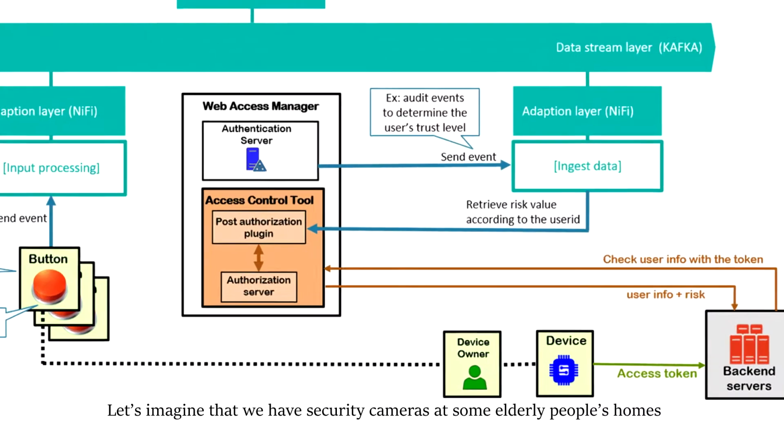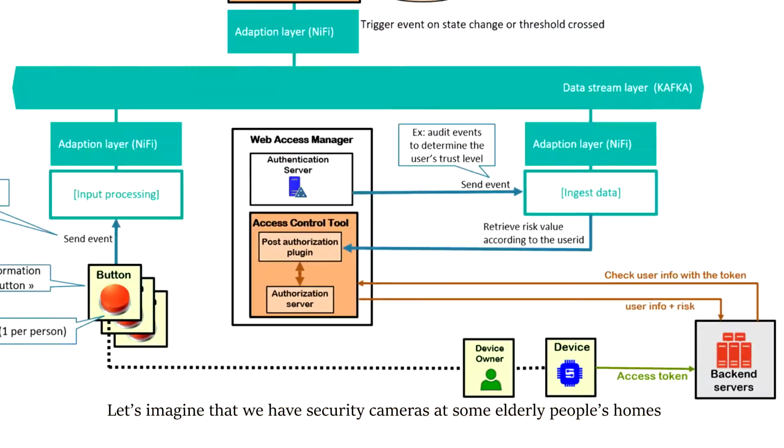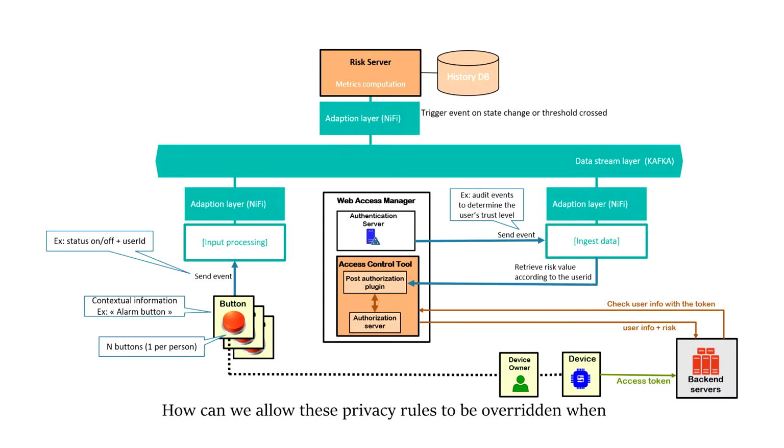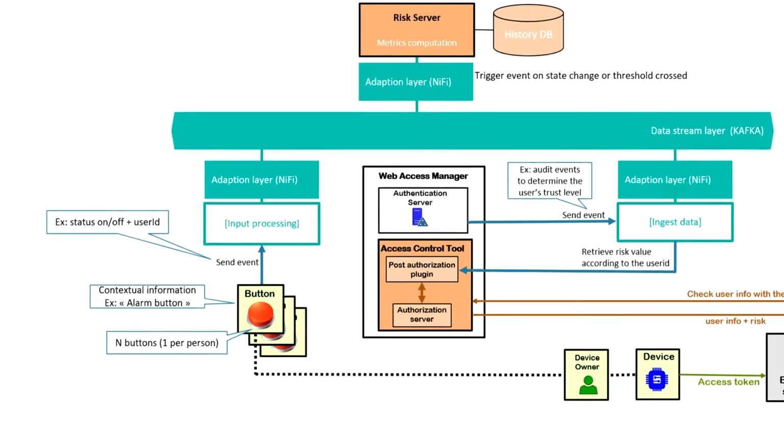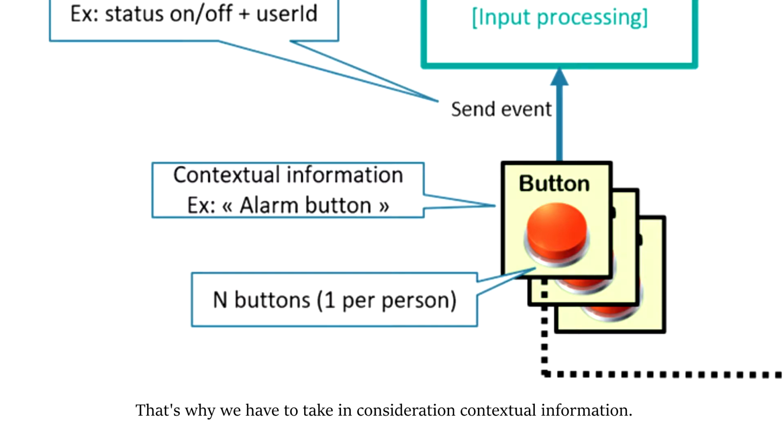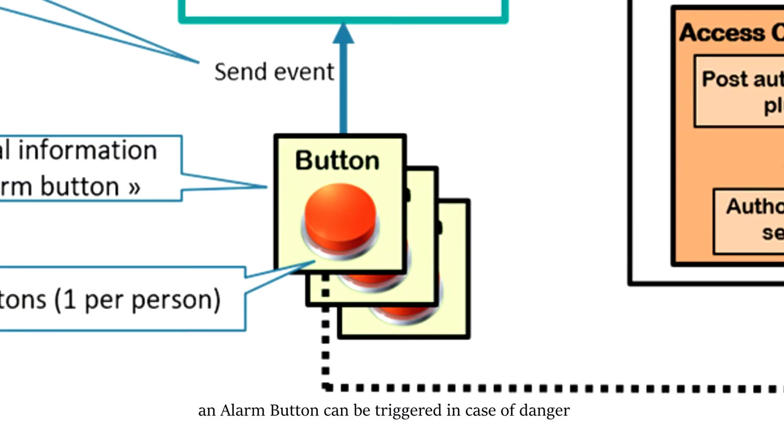Let's imagine that we have security cameras at some elderly people's homes. How can we allow these privacy rules to be overridden when, for example, the person is in danger? That's why we have to take in consideration contextual information. In this example, an alarm button can be triggered in case of danger. For example, an elderly person in need of help.